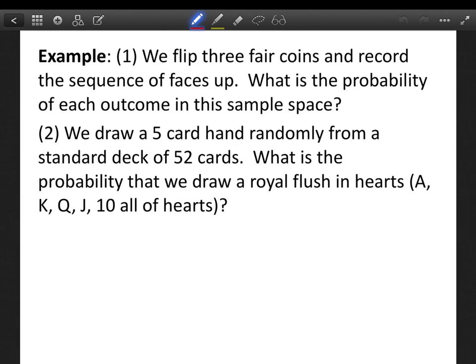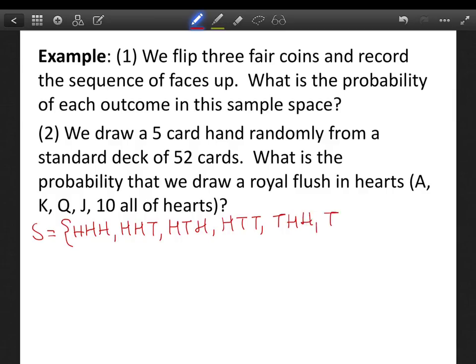Okay, so we flip 3 fair coins and record the sequence of faces up. What's the probability of each outcome in this sample space? Well, first of all, what's my sample space? If I record the sequence of faces up, I could get heads, heads, heads; heads, heads, tails; heads, tails, heads; heads, tails, tails; tails, heads, heads; tails, heads, tails; tails, tails, heads; or all tails. Okay, so there are 8 possible outcomes.